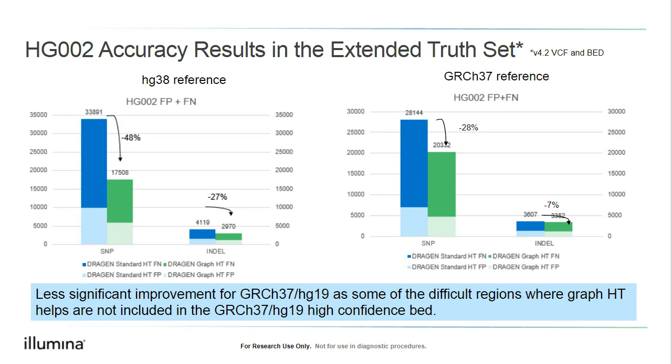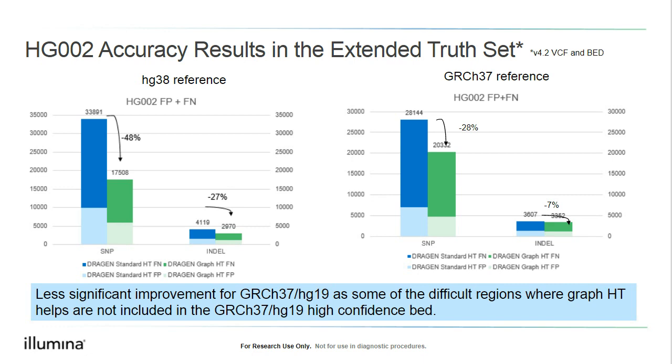Here are just some accuracy improvements that you would get from this graph genome. So here we are showing on the left first is the hg38 for the HG002 sample and the FP plus FN reduction for SNPs and indels. So this is something that was already available on 3.7. In 3.8, we have the GRCh37 reference, and you can see that there is improvement in SNP as well as indel.